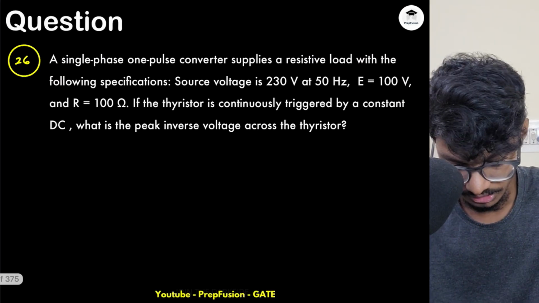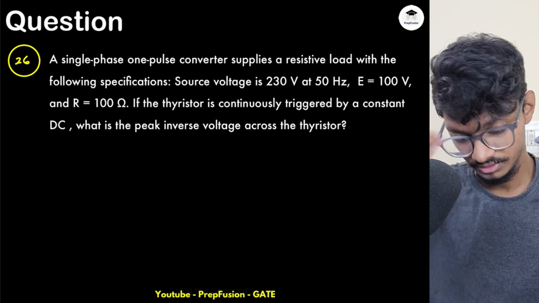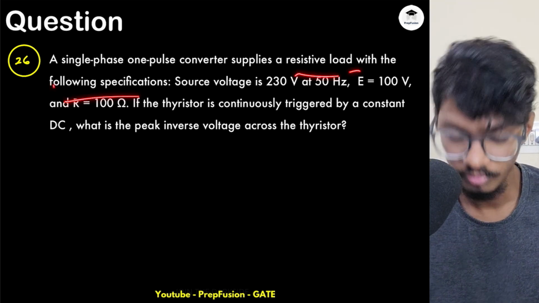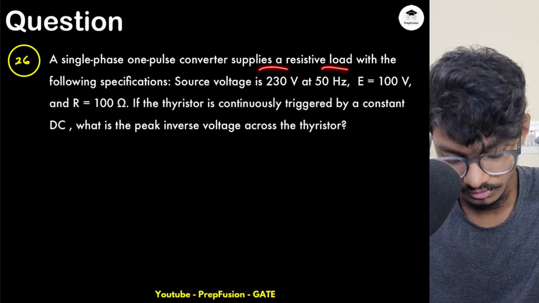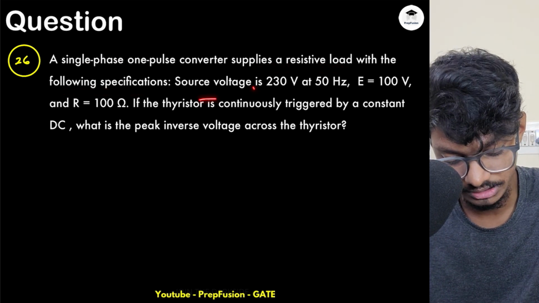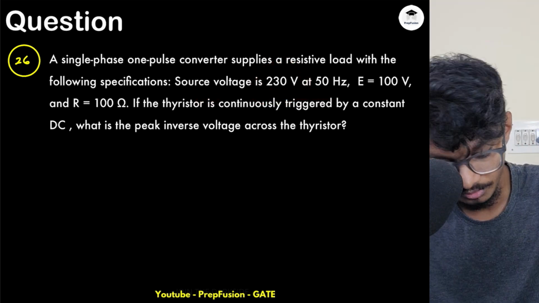Okay. Next question. A single phase 1 pulse converter supplies a resistive load with the following specification. Source voltage is 230 volts at 50 Hz. So this is in RMS. Remember, this is in RMS.